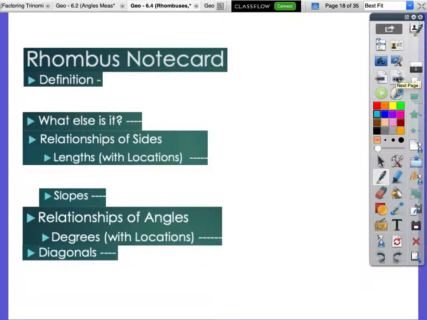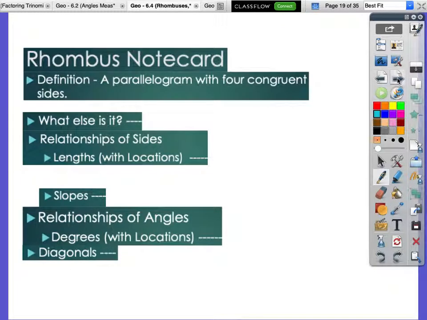Rhombus note card. We'll start with our definition. A parallelogram with four congruent sides. It's a parallelogram with four congruent sides.